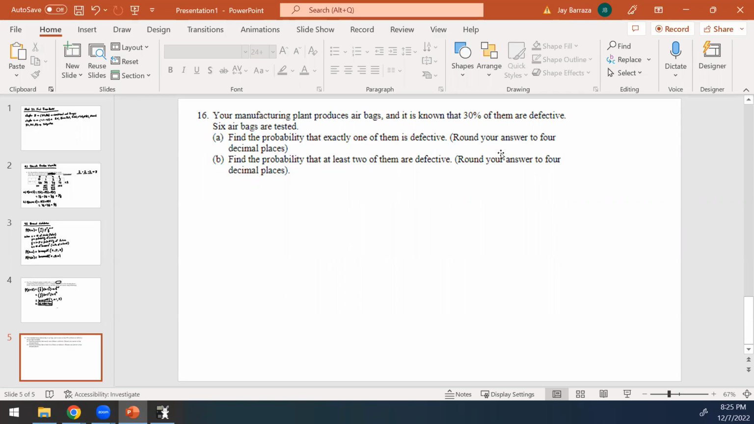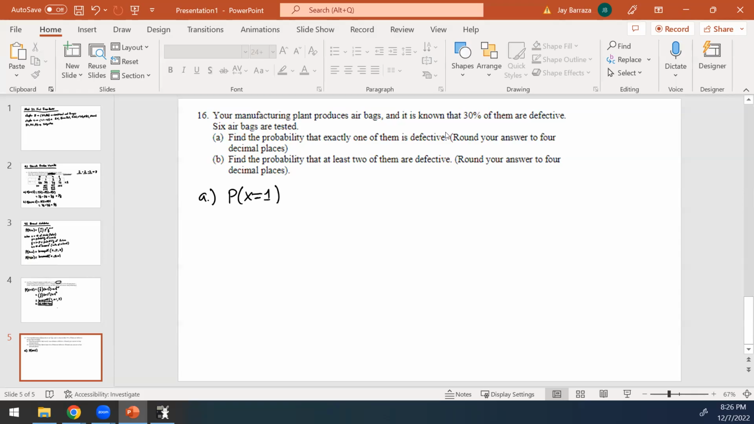Find the probability that exactly one of them is defective. So exactly one, what symbol is that? When you see the words exactly one, what symbol are you thinking? Type it in the chat real quick. I'm thinking equal sign, right? Because it has to be exactly one. It has to be equal to 1. So really what I'm asking for is the probability that x equals 1. That's what you've got to think about.